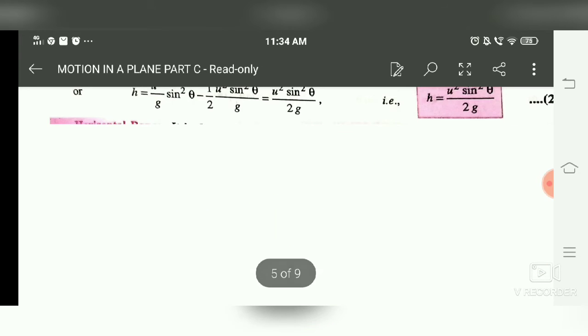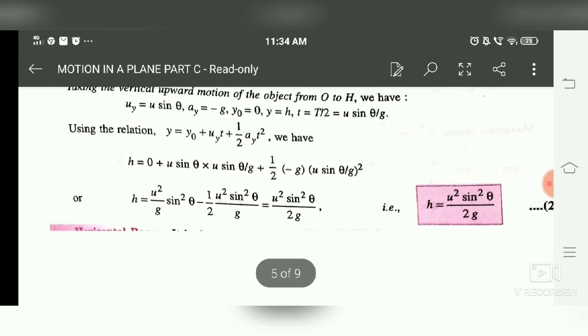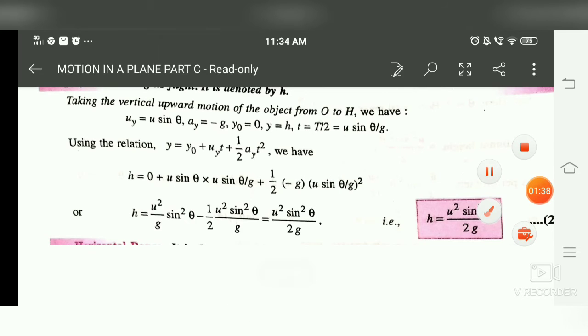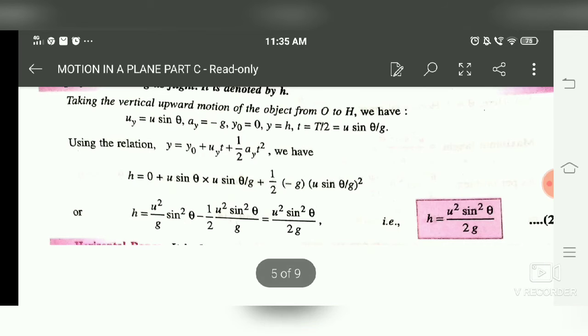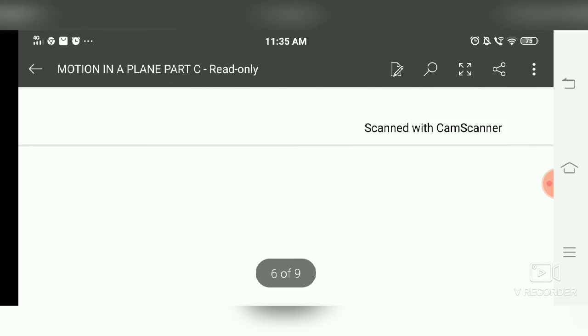By substituting the value, let's say the height covered here is h. So by substituting all the values, we know that for the height to be covered, the time is t by 2. By substituting the value of t by 2, t is 2u sin theta upon g, then t by 2 is u sin theta by g. By substituting the value, you will get h is equals to u square sin square theta upon 2g. This is the maximum height of the flight.